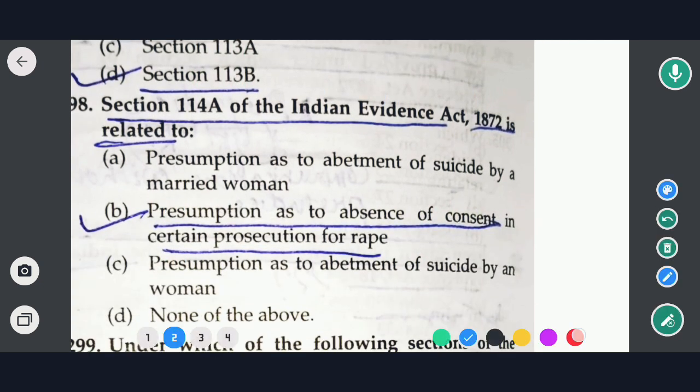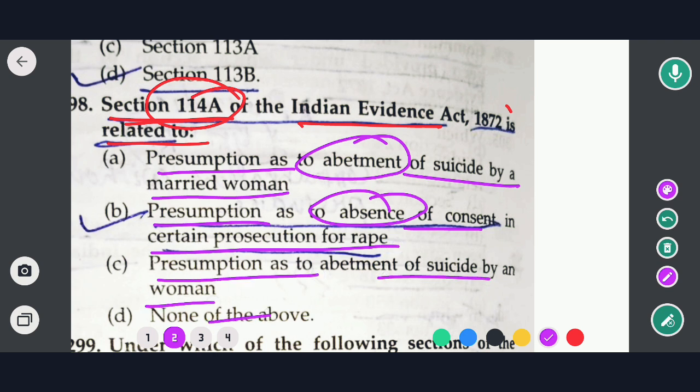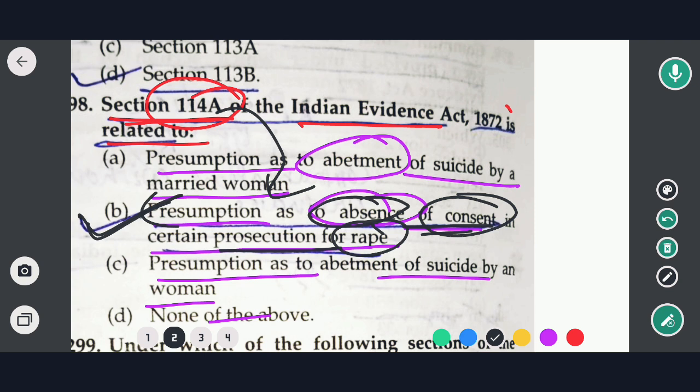Next question is, Section 114A of the Indian Evidence Act is related to which of the following? Options are presumption as to abetment of suicide by married women, presumption as to the absence of consent in certain prosecutions for rape, presumption as to abetment of suicide by women, none of the above. So the correct option would be option B. That means Section 114A has laid down the provision regarding presumption as to the absence of consent in certain prosecutions of rape. So in this case, option B would be the correct answer. Now on to the next question.